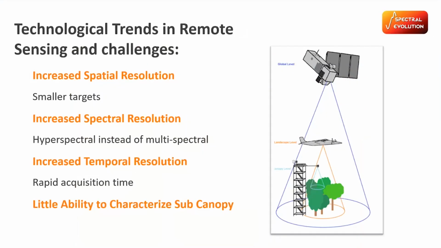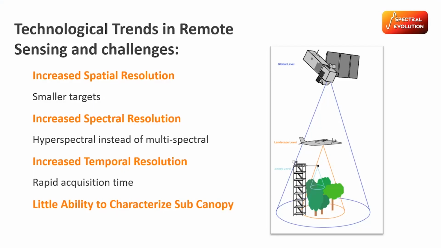So what are the technology trends in remote sensing? We're always striving for increased spatial resolution, spectral resolution, and temporal resolution. And then, like I was saying earlier, there's little ability to characterize sub-canopy. And you'll see that when we do the energy balance study in a later slide or example. So we're constantly striving towards hitting or characterizing smaller targets, increasing the spectral resolution, what we can get away with. So moving towards hyperspectral from multispectral sensors, and how frequently can we revisit the site.